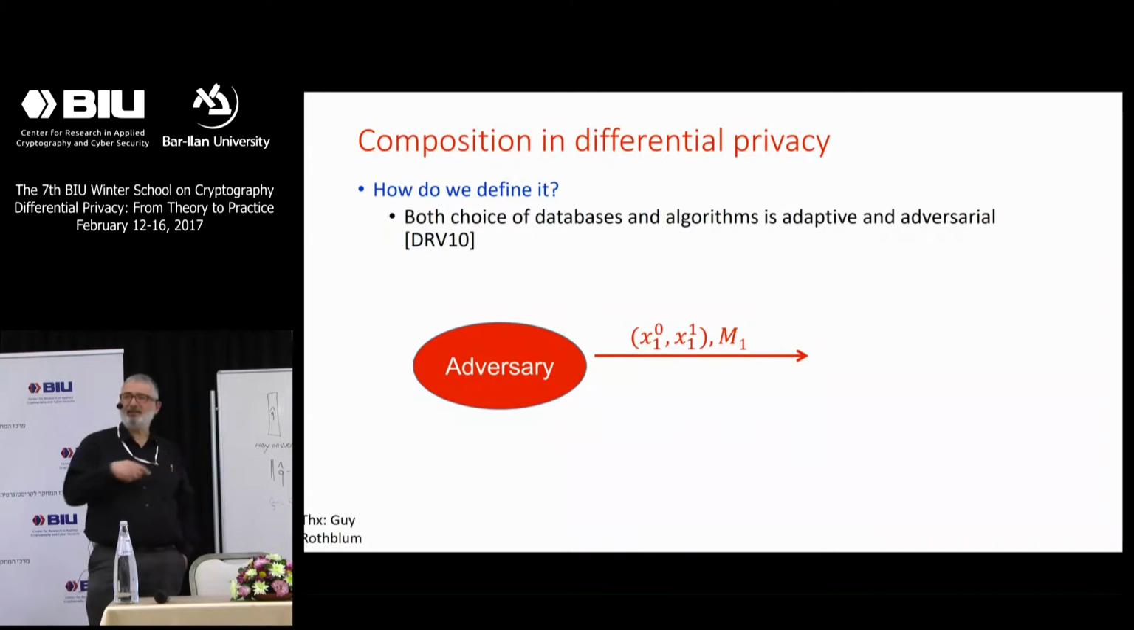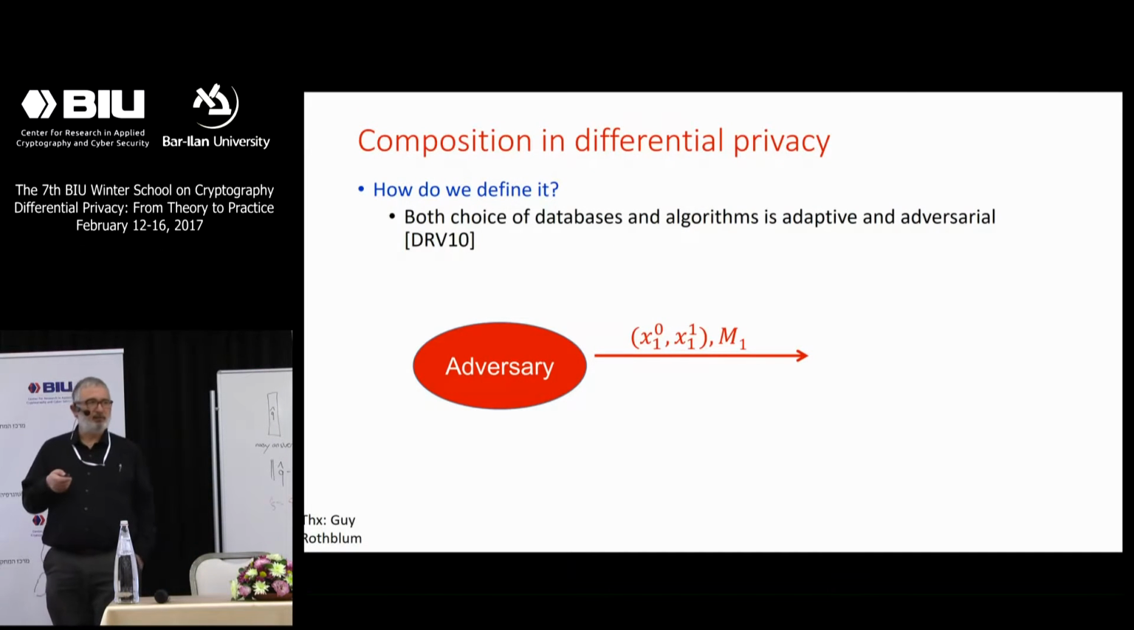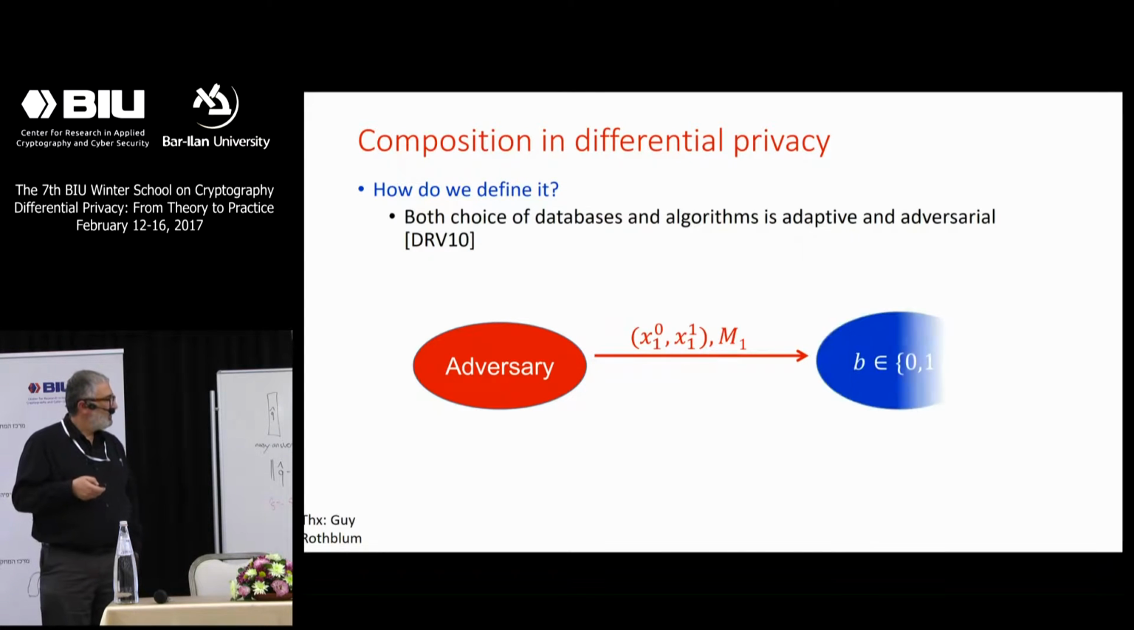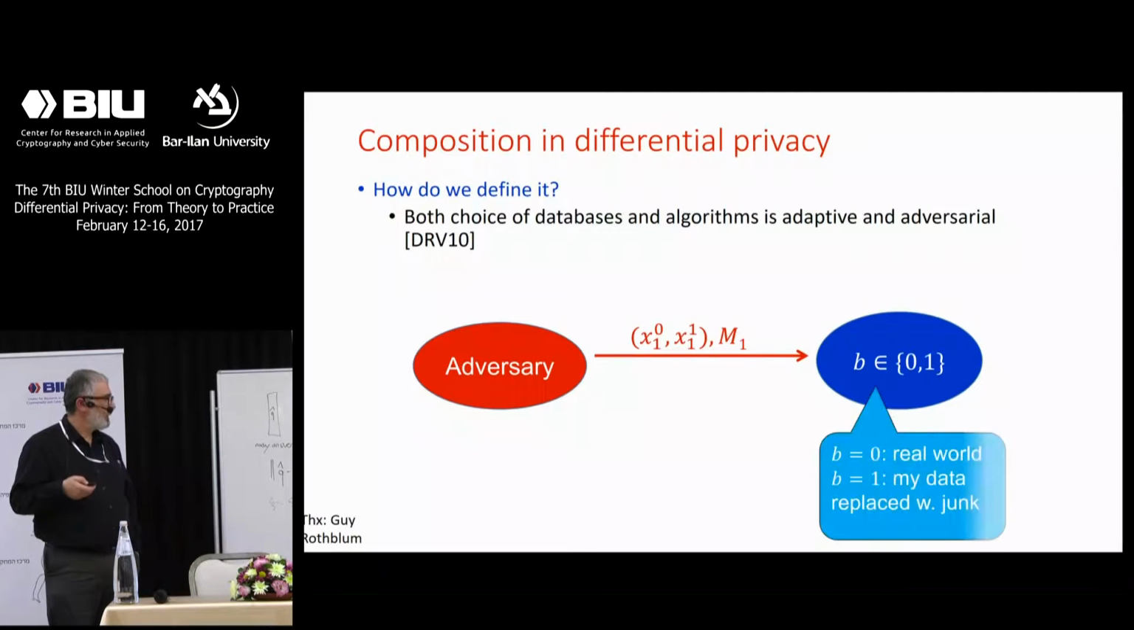Okay, so this is very similar to the definition of differential privacy that we've seen. In that definition, the adversary chooses two neighboring databases and a mechanism, and now we have to show that the outcome distributions of applying the mechanism on these two different databases are very similar. Okay, so this will be sent here to a challenger, and the challenger will choose one of these databases, okay?